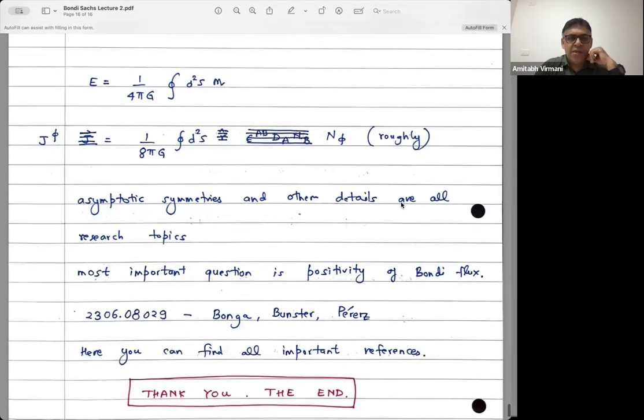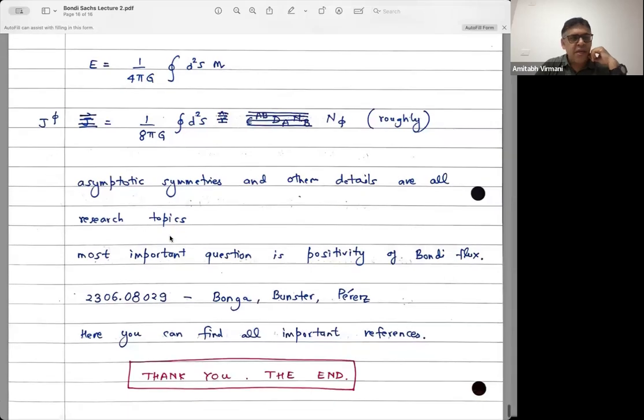Asymptotic symmetries and other details are essentially research topics. There are papers which disagree with each other on basic premises. So asymptotic symmetries in de Sitter is indeed an unsettled topic. The most important question in this subject is the positivity of Bondi flux. This has been partly addressed, but not completely.